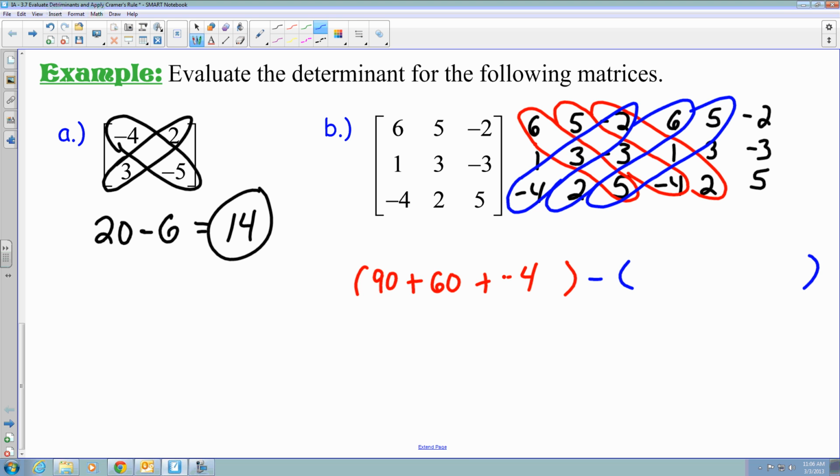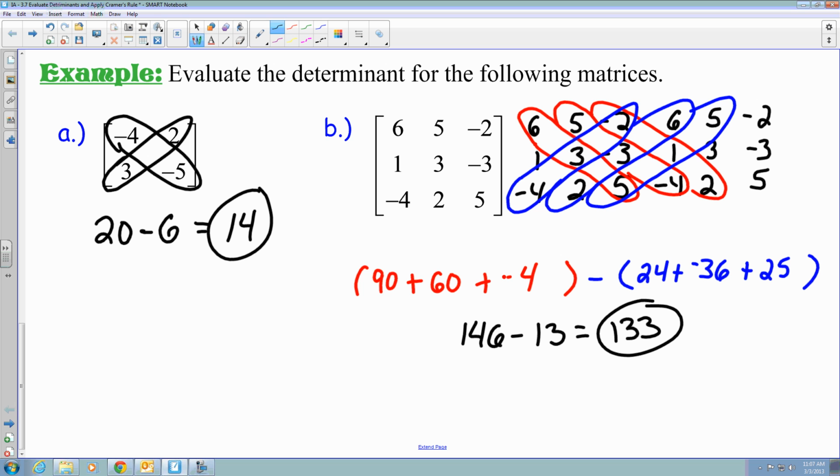Now I have -4 times 3 times -2, which gives me a positive 24, plus 2 times -3 times 6, which gives me -36. And then I have 5 times 1 times 5, so that's plus 25. If I add all these together, for the left parentheses I get 146 minus, and on the right side of the parentheses, I get 13. When I take the difference of those, I get 133. So the determinant for this 3 by 3 matrix is 133.